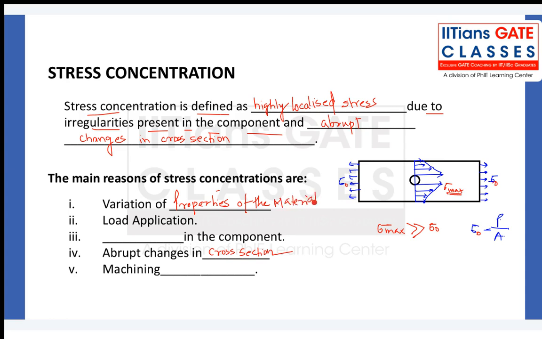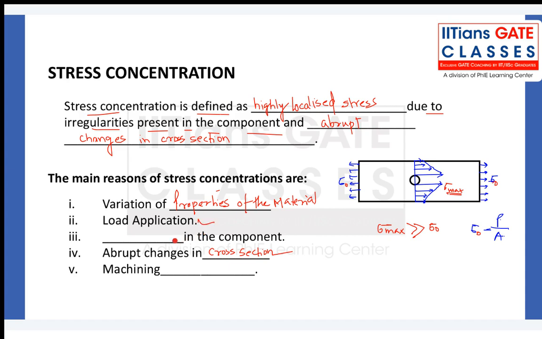Definitely all the material will not have complete uniform properties. There will be some amount of variation, and because of this variation, there is a possibility of stress concentration. Load application: whenever you are applying a load, the load can be a point load or a distributed load. If it is a point load, the point at which the load is being applied, the stresses will be much greater than that given by the equation of strength of materials.